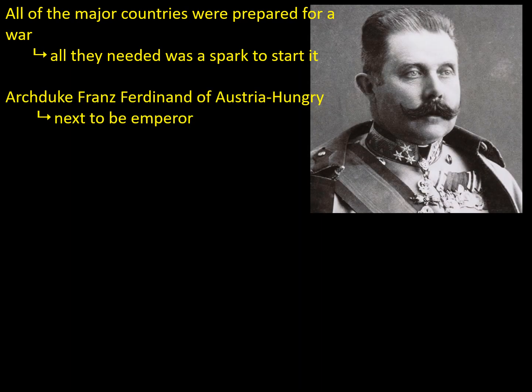Now, all of the major countries were prepared for a war. All they needed was a spark to start it. Archduke Franz Ferdinand of Austria-Hungary was next in line to be the emperor. He was the nephew of Emperor Franz Joseph, whose own son had died in a strange murder-suicide with his girlfriend. But Franz Ferdinand is the next in line. He's a very moderate man who would probably be very helpful to the Serbians. He visits Sarajevo, the capital of Bosnia.